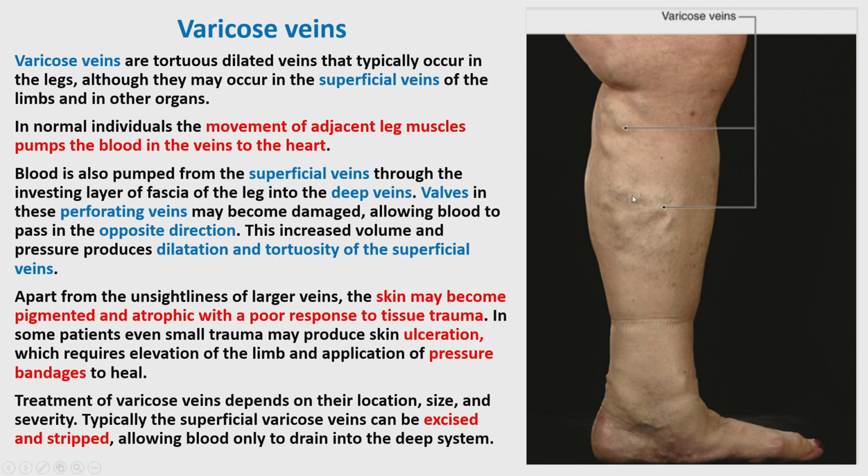And sometimes in the severe case, the color of the skin becomes pigmented, and it's very prone to trauma. In this case, with very minor trauma, ulceration can happen, and it's necessary to do the excision of these veins, or the stripping or removing of these veins from the body. So this is the clinical importance, that the superficial vein and the deep vein, especially in the periphery, are communicating together via the perforating vein.